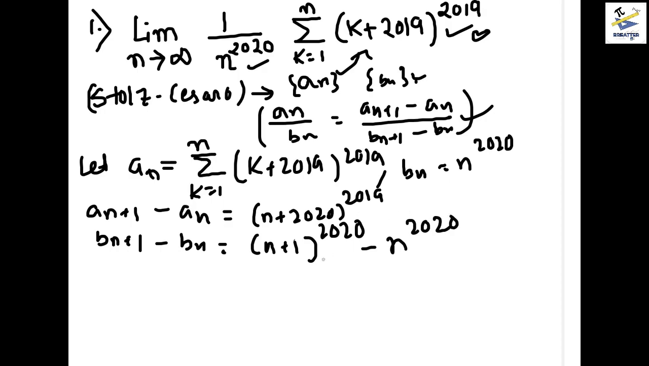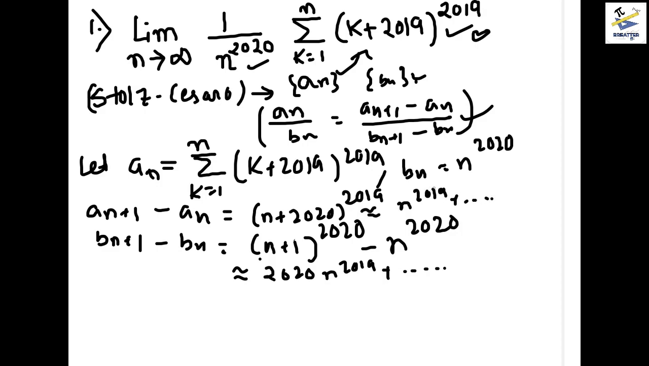And yeah, if you just simplify this b n plus 1 minus b n a bit, the leading terms of n to the power 2020 cancel off, and what is left is 2020 into n to the power 2019 plus all the lower powers of n. So when you divide this, the numerator, a n plus 1 minus a n, is also basically n to the power 2019 plus lower terms of n.